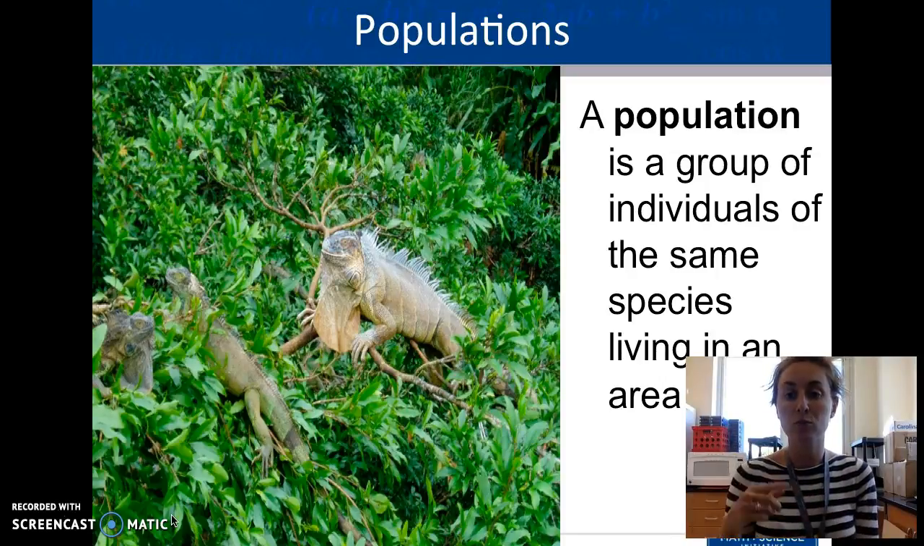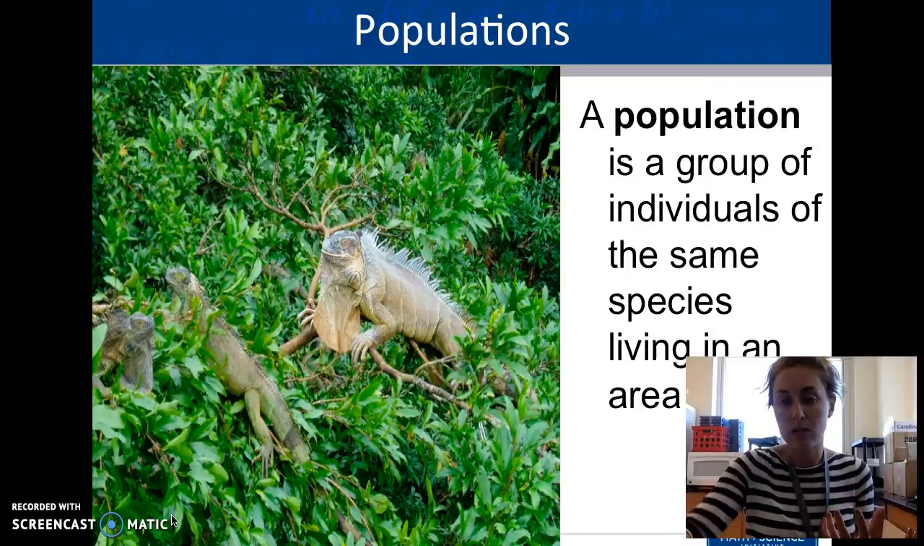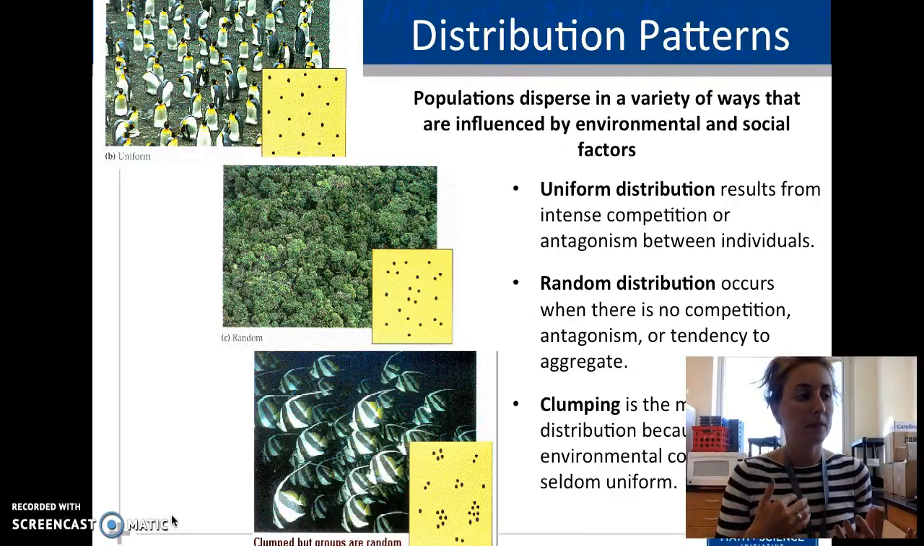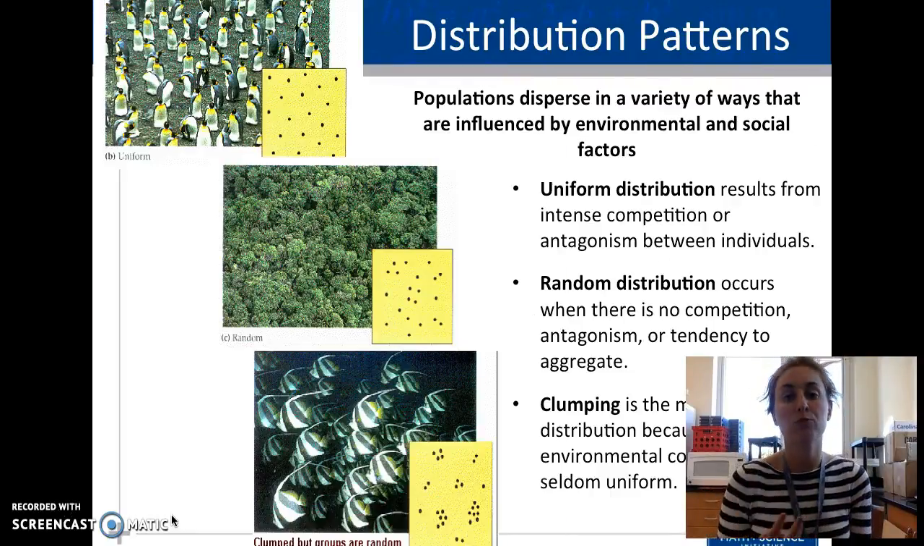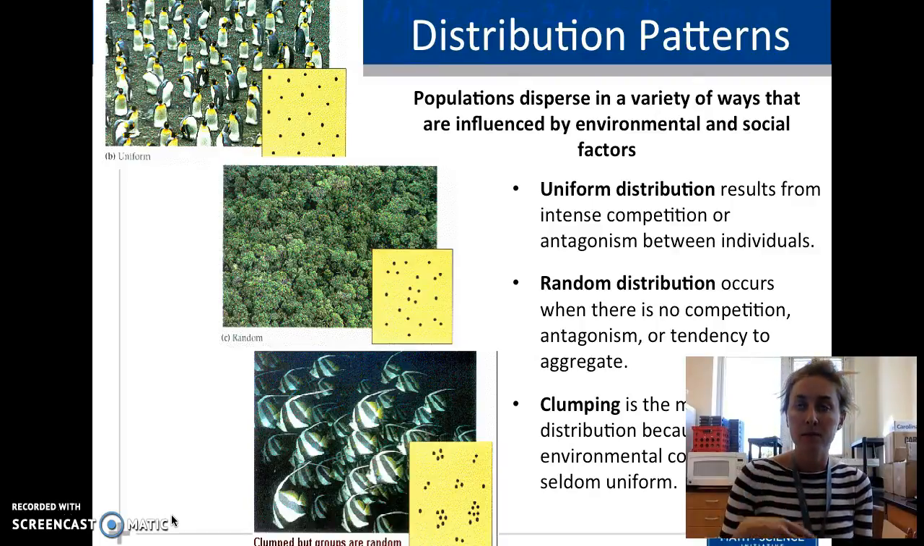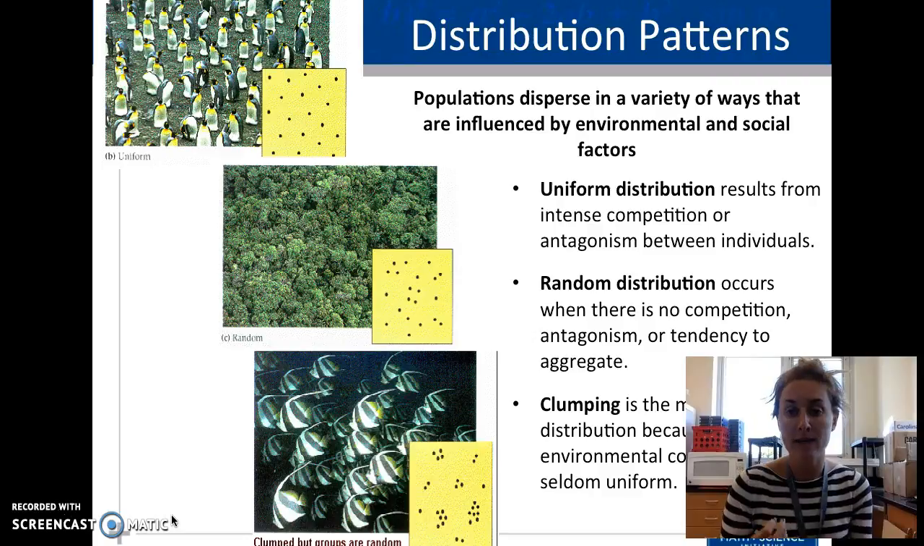A population is a group of individuals of the same species living in an area together, so they interact. Depending upon the species, we'll see 3 different types of distribution patterns. Populations disperse in a variety of ways, and there are environmental factors and social factors that influence that.